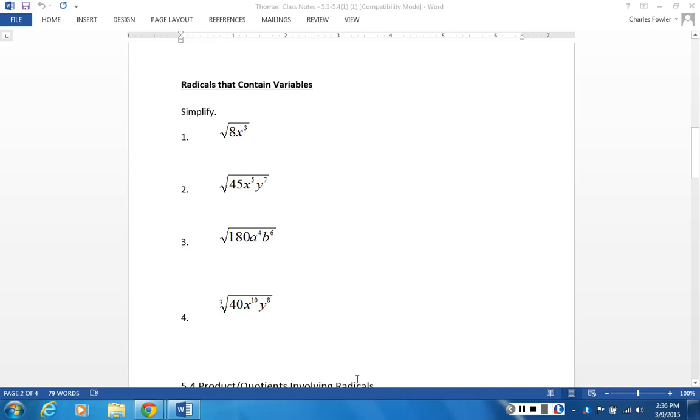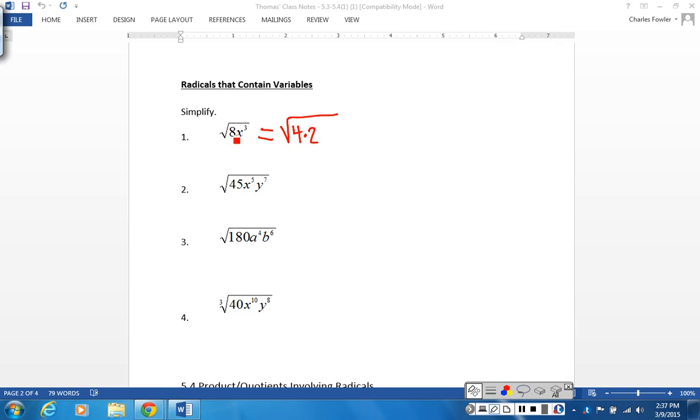Alright, in this video I'm going to show you how to simplify radicals that contain variables. The first problem you see is the square root of 8x cubed. So now you understand how to simplify the numbers. For the number 8, you know that there is a perfect square, so you can break 8 down to 4 times 2.